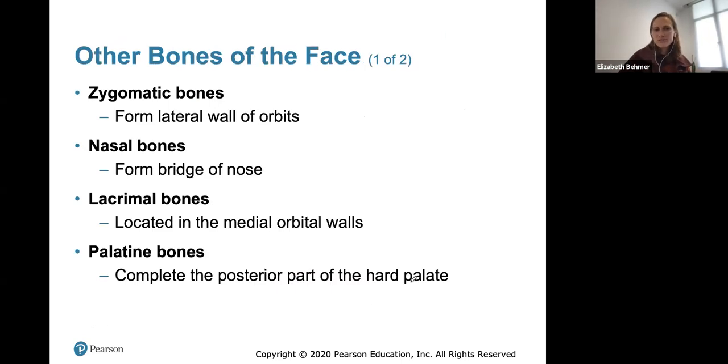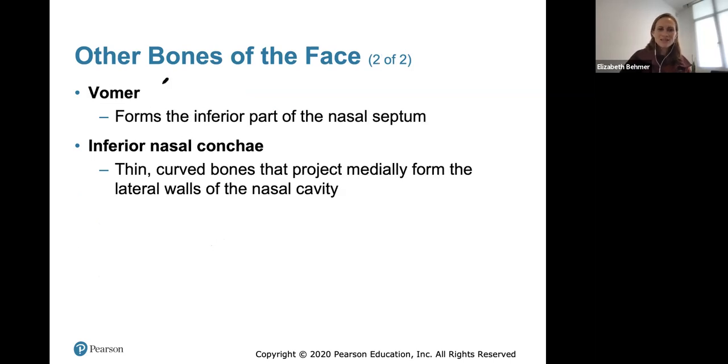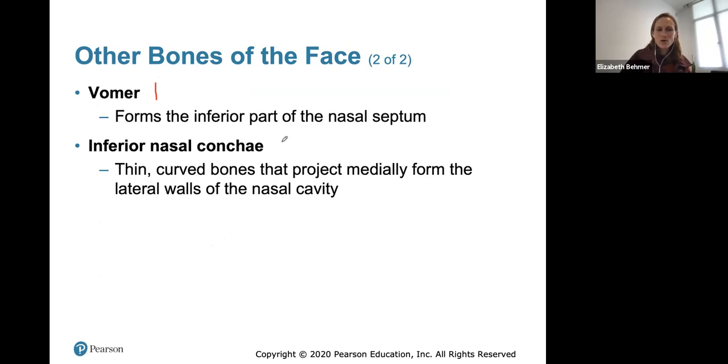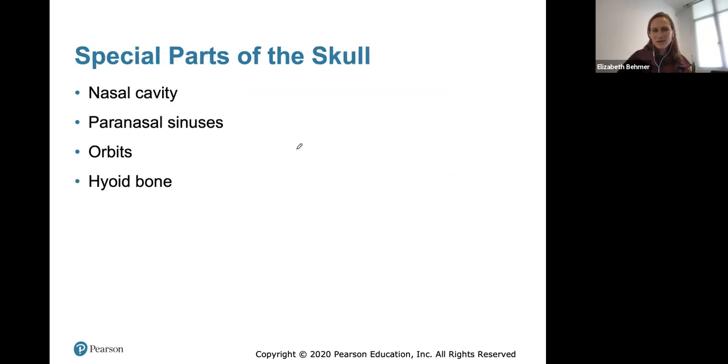Here are other bones of the face. You have two zygomatic bones, which are your cheekbones, two nasal bones forming the bridge of your nose, two lacrimal bones, two palatine bones, which form the posterior part of the hard palate. You have one vomer bone, and I just want to make sure these are all paired bones. Look good. One vomer bone, and you have two inferior nasal concha, which are thin curved bones that project medially to form the lateral walls of the nasal cavity.